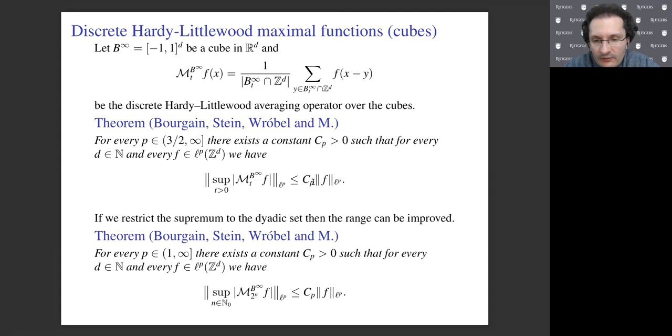And moreover, if we restrict the supremum to the dyadic times, this inequality can be improved and the range of p can be extended to the sharp range of p, and we have this inequality with bounds which are independent of the dimension.